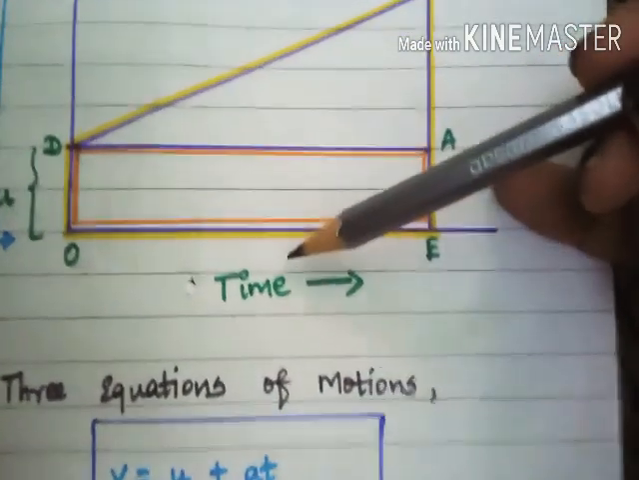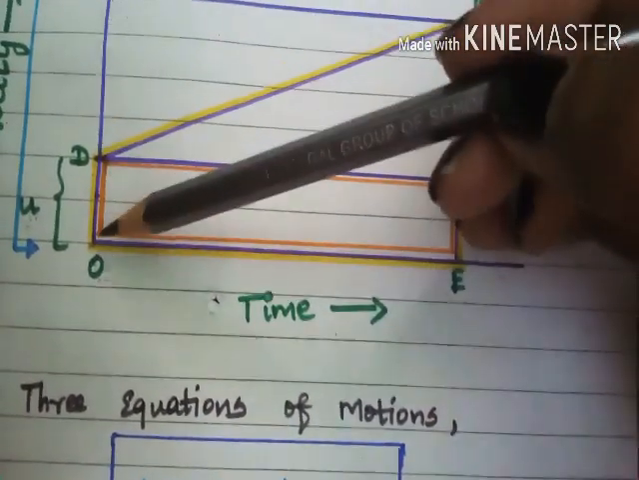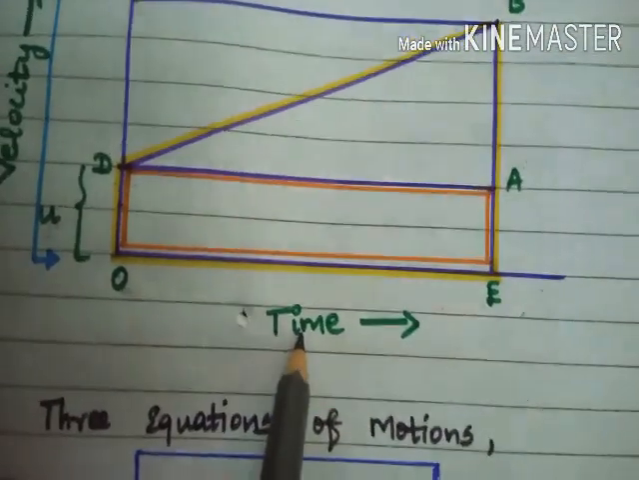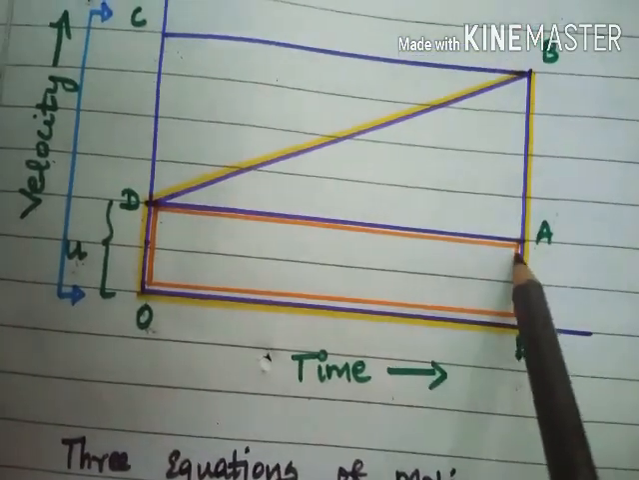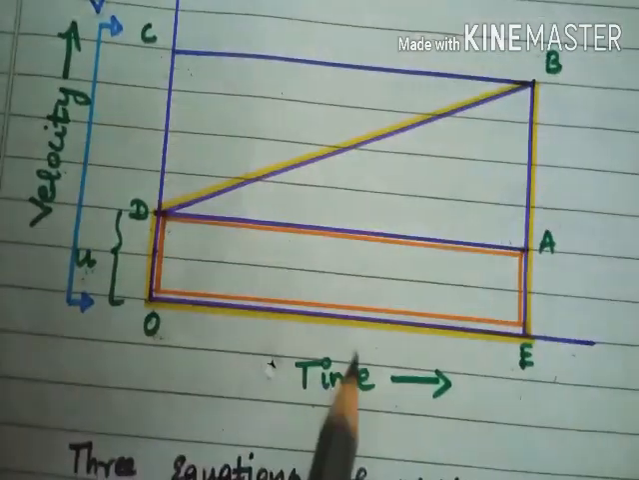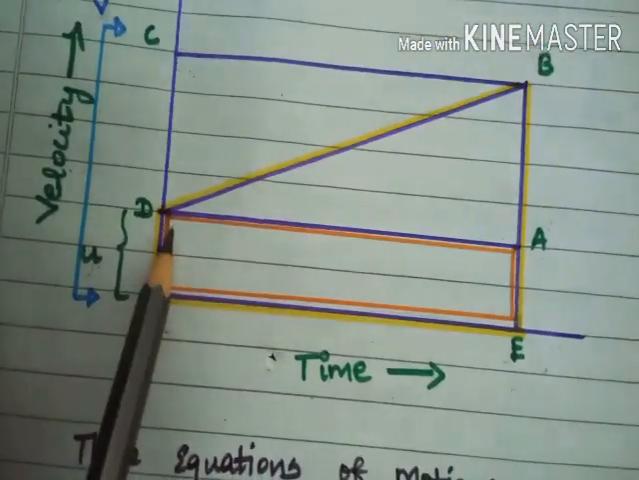Next we are calculating the time. Here time is represented between O and E. So OE is the time quantity we have to represent. This OE is equal to the line AD, and this AD is equal to the line BC. So time T is equal to OE, that is equal to the line AD. Okay.